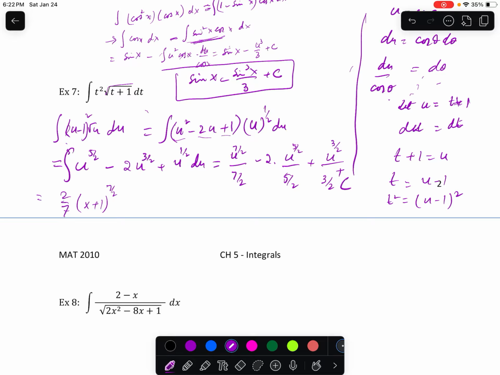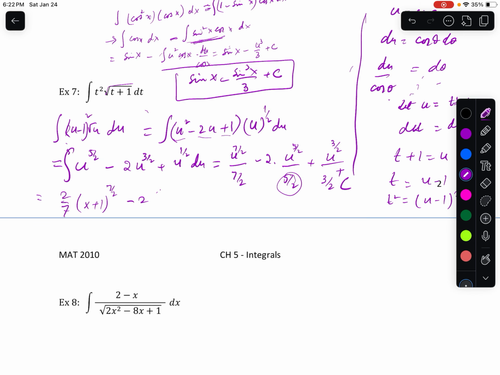We have negative 2 times x, that's okay. First I have to put the power, 2 over 5. 2 over 5 is coming from here. 2 was already there. Negative 2, so times 2 over 5 (x plus 1) raised to 5 halves plus 2 over 3 (x plus 1) raised to 3 halves plus c.